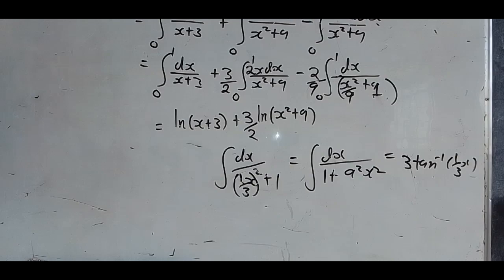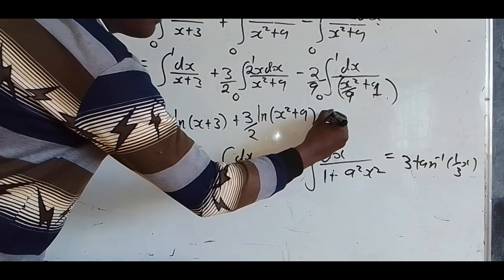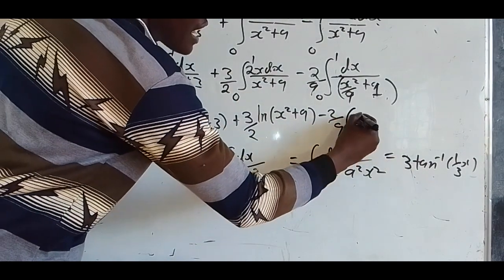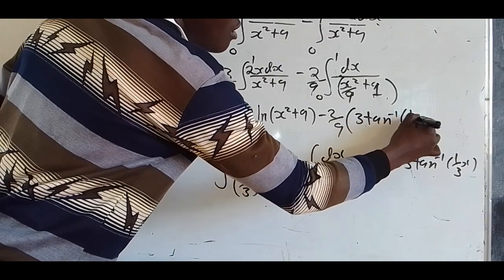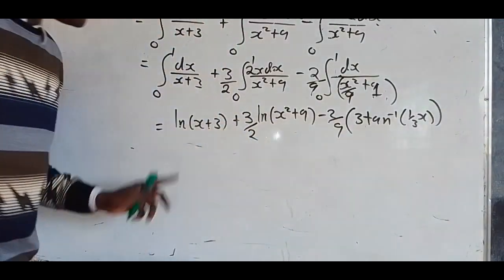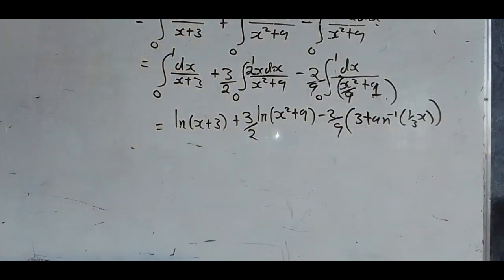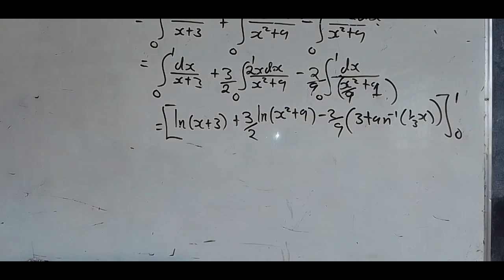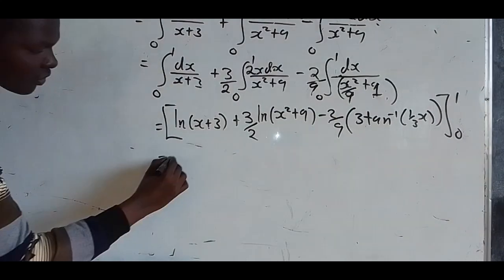Have you seen how that standard integration works? And what do we have outside here? Negative 2 over 9, isn't it? So we have negative 2 over 9, then inside we have 3 tan inverse of a third x. So you've integrated everything. Are we together? Yes. So after integrating everything, you put your limits of integration, from 0 to 1. Okay? When you substitute the limits, you will be able to get the answer. This is what you need to do.